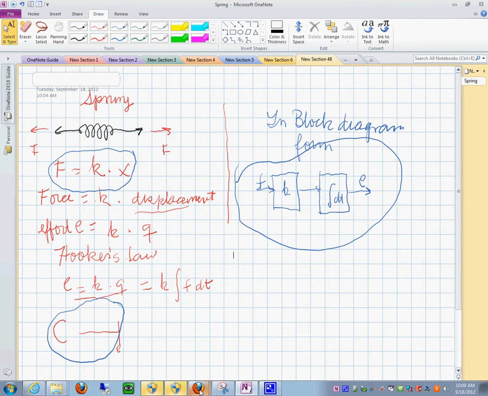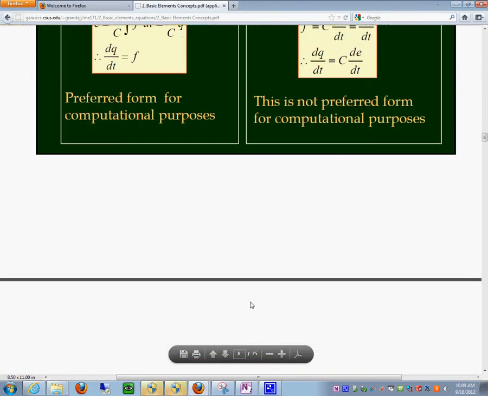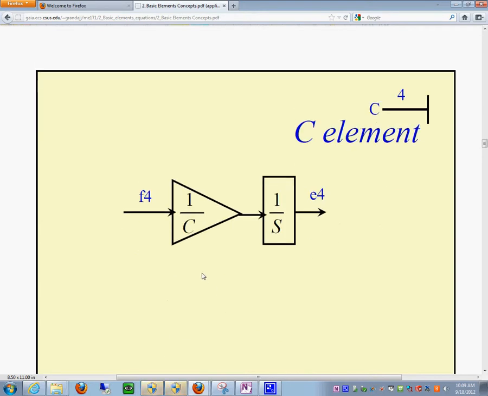In here, we now have that representation of the C element as I did it on the paper. The only difference is that 1 over S in the Simulink notation is integration. That's the difference from what I just did.